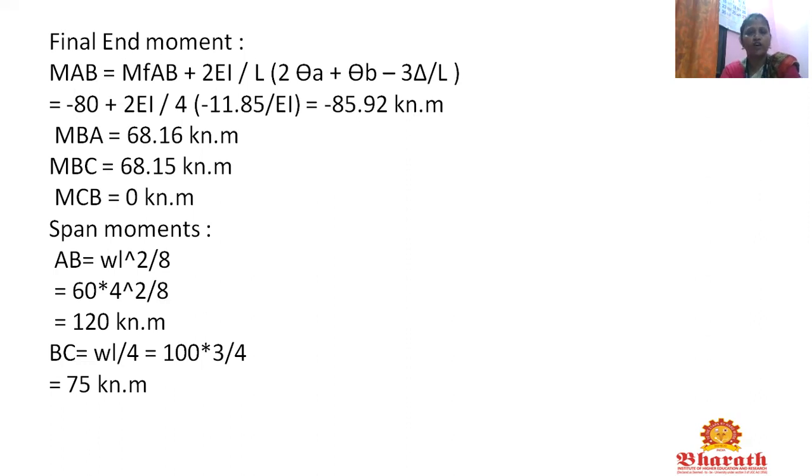What is the formula for the final end moment? MAB is equal to MFAB plus 2EI by L into 2 theta A plus theta B minus 3 del by L. What is MFAB? We got it from the first step: the fixed end moment is minus 80, plus 2EI by L. What is L for the AB span? 4 meters, into 2 theta A.